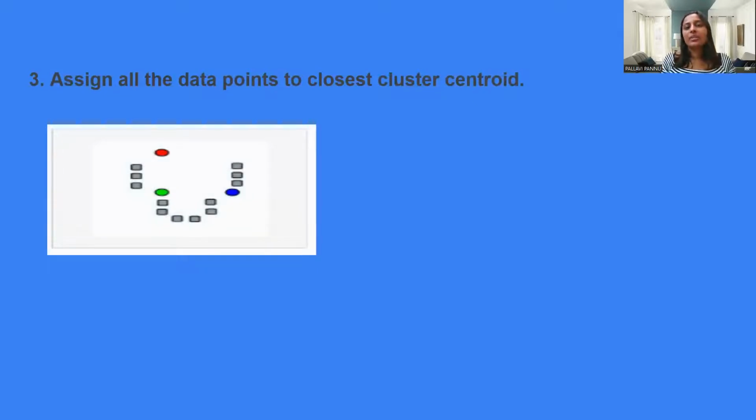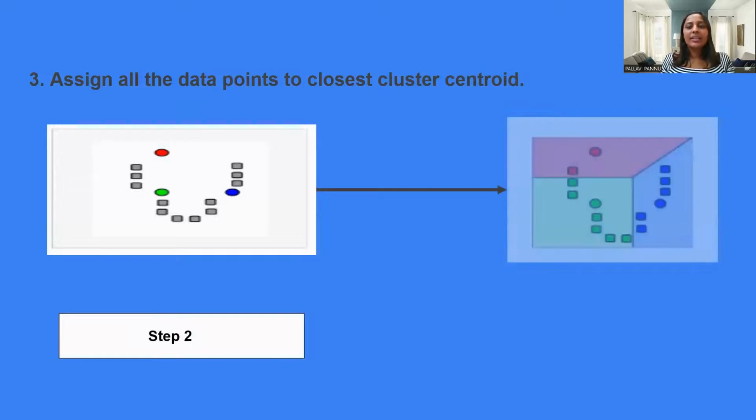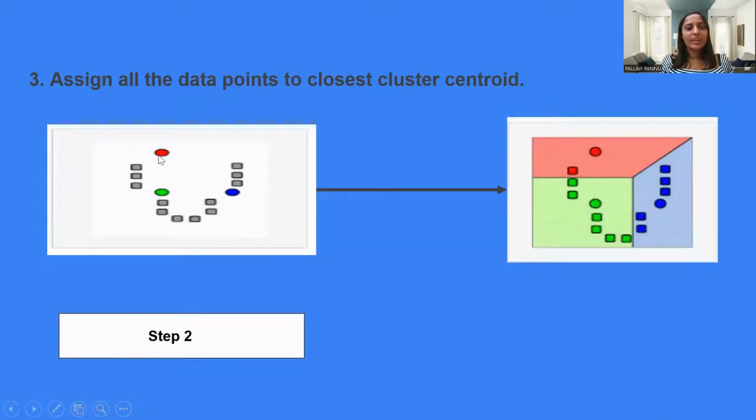Now you have to assign all the data points to the closest cluster centroid. And that's how this belongs to the red cluster, these all belong to the green cluster, and these all belong to the blue cluster. That you can easily do by calculating the distance.